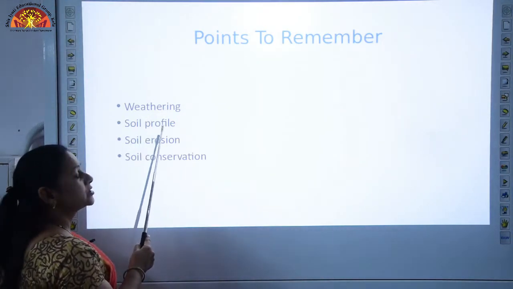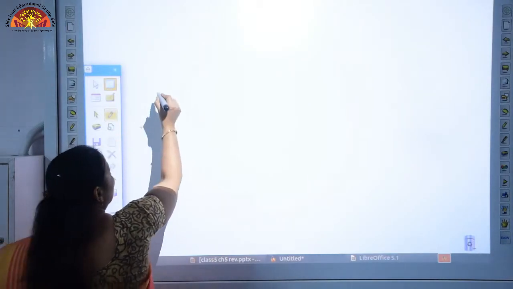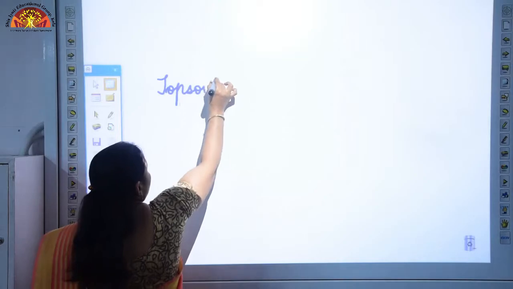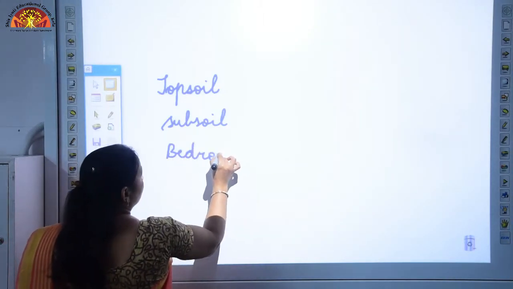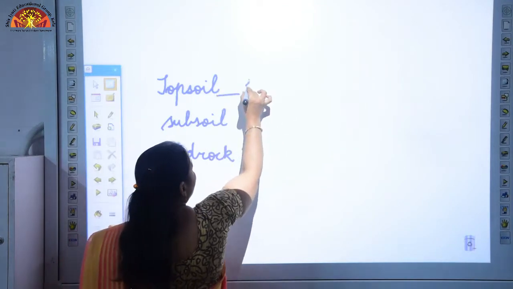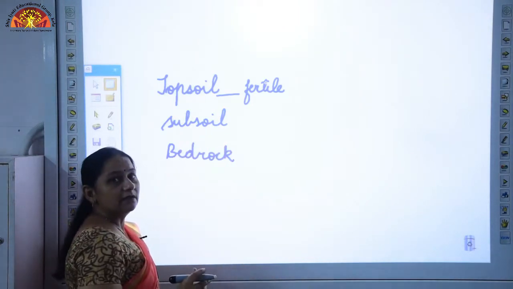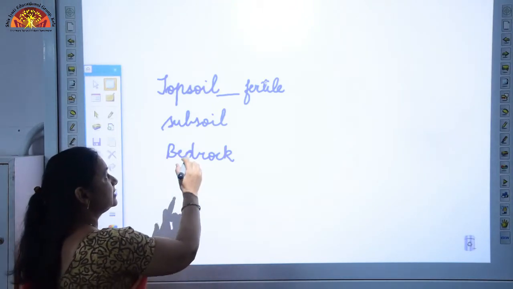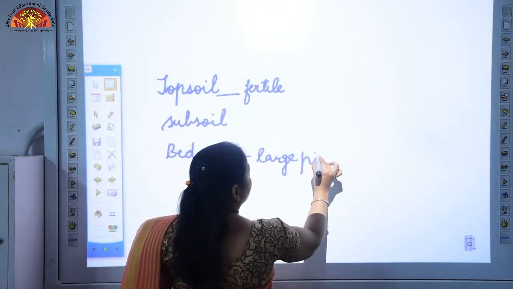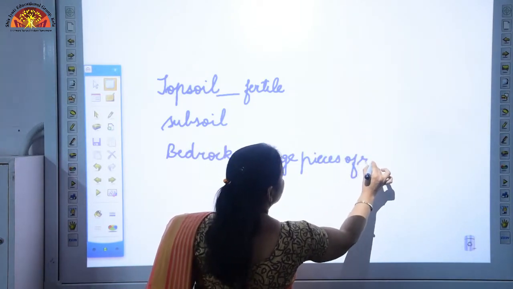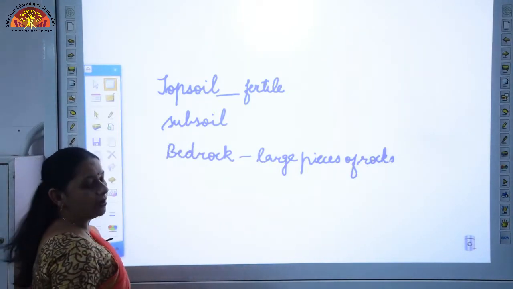Then the second topic is soil profile. In this we have 3 layers of soil, that is the topsoil, subsoil and the bedrock. The topsoil is the most fertile layer as it contains humus in large amount. The second layer contains less of humus, air and water is also less in this layer, and the bedrock contains large pieces of rocks. As this contains very less water and air, so this is not very good for plants.